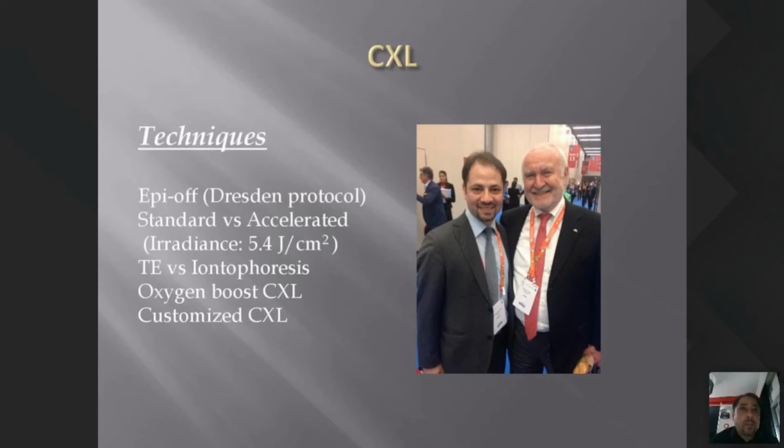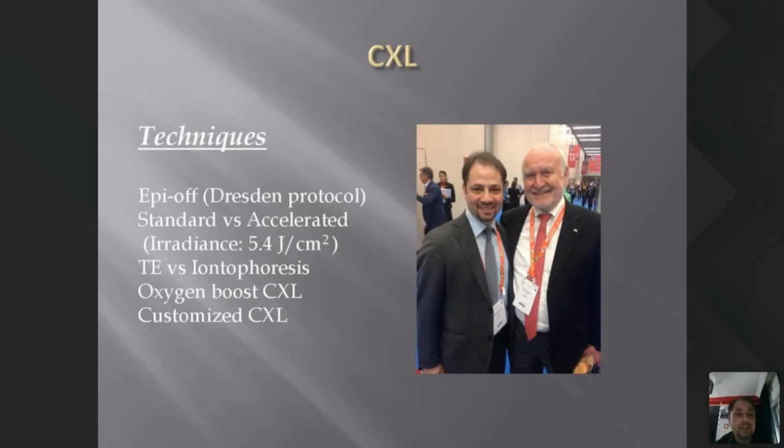And nowadays, Avedro also introduced a technique called oxygen boost cross-linking, where again you keep the epithelium on, and the patient wears special goggles that give him an oxygen boost, and this oxygen boost will help as an enhancer to improve the penetration of the riboflavin into the stroma. So again, different modalities, different techniques. The principle is the same: to get the collagen fibers in the cornea cross-linked and to halt the patient's progression of keratoconus.